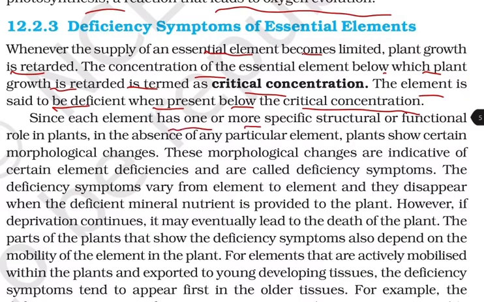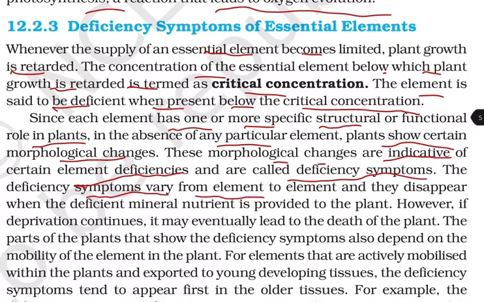Since each element has one or more specific structural or functional roles in plants, in the absence of any particular element, plants show certain morphological changes. These morphological changes are indicative of certain element deficiencies and are called deficiency symptoms. The deficiency symptoms vary from element to element, and they disappear when the deficient mineral nutrient is provided to the plant. However, if deprivation continues, it may eventually lead to the death of the plant.